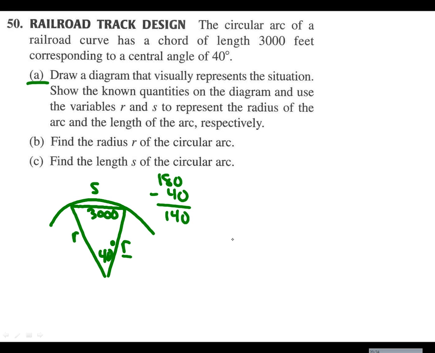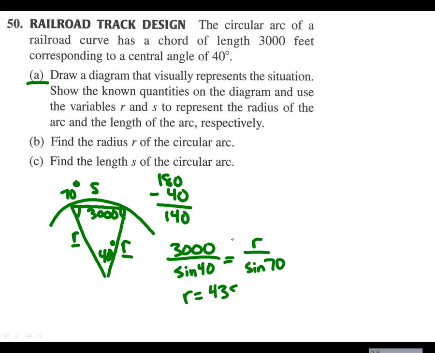If our side lengths are the same, then these two angles are going to be the same, and they're both going to be 70 degrees. So knowing that, we can figure out our R using our law of sines. We're going to say 3,000 divided by the sine of 40 is equal to R over the sine of 70. Punch that in, and you're going to end up with an R, a radius, of approximately 4385.7.